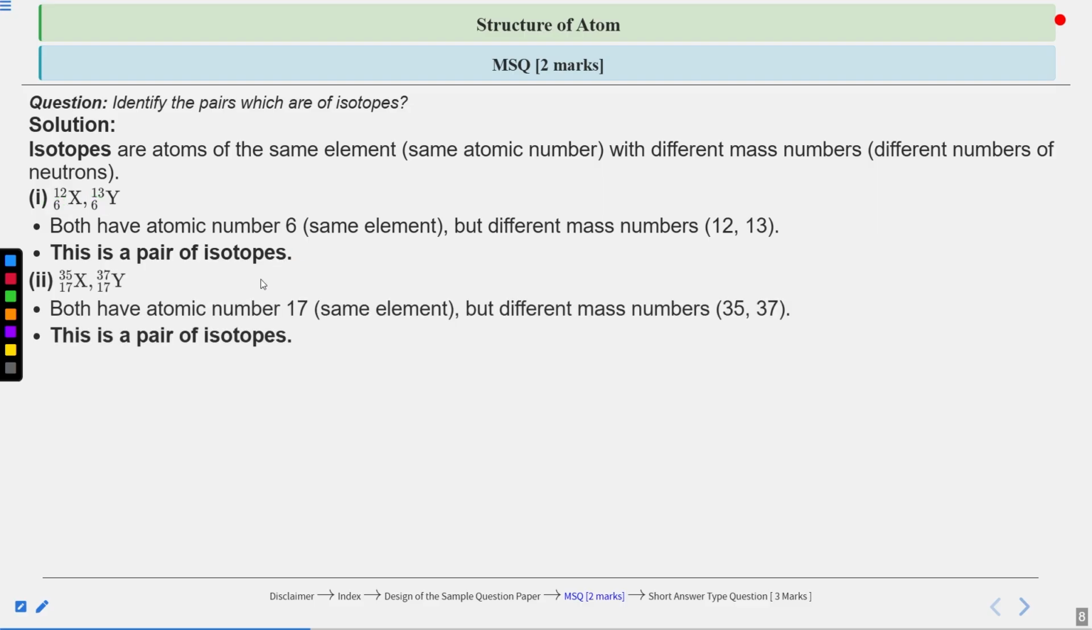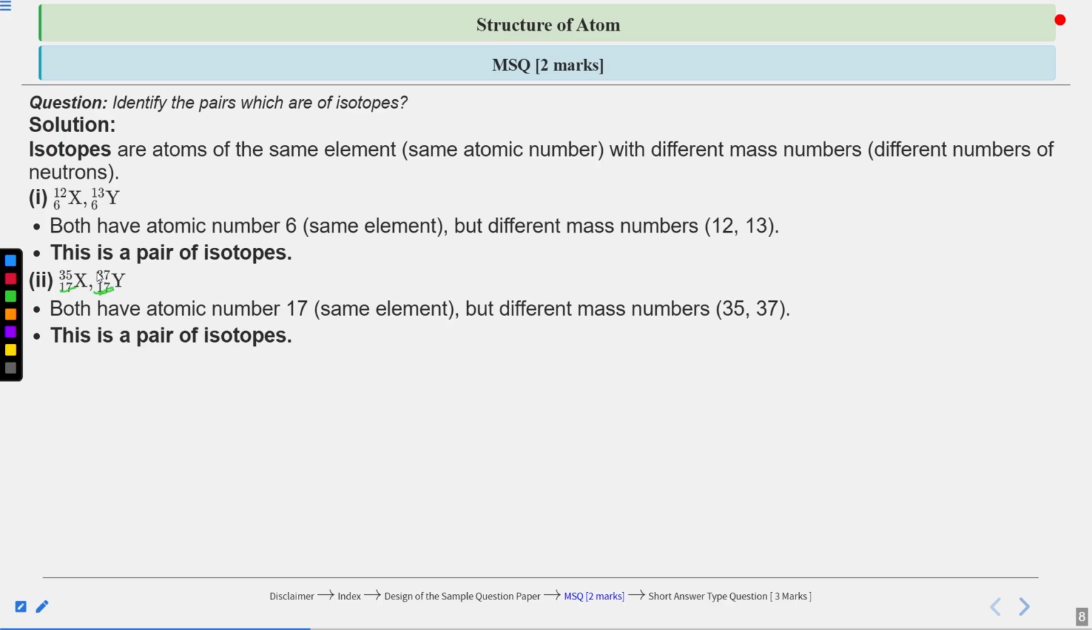Moving on to the next one. So the second option is also true. Why is it true? Because it also has the same atomic number. So this is, I guess, chlorine. Chlorine has the same type of isotope, but their mass number is different. 35 is for the one and 37 is for the other.